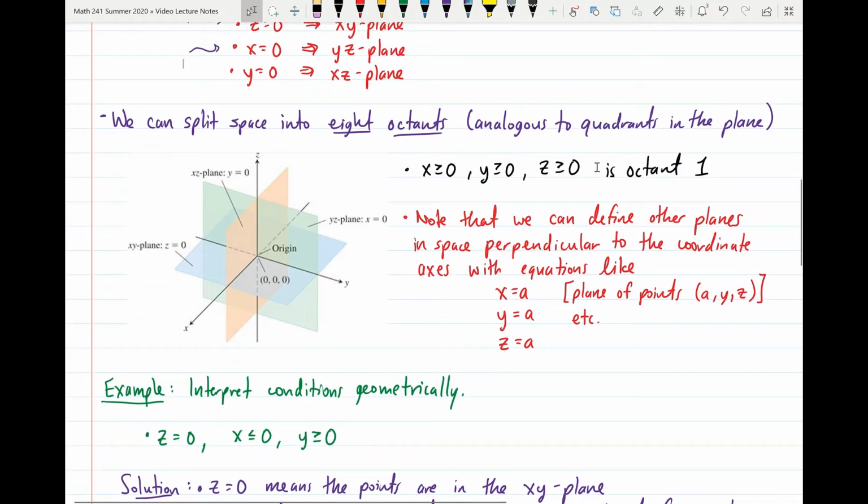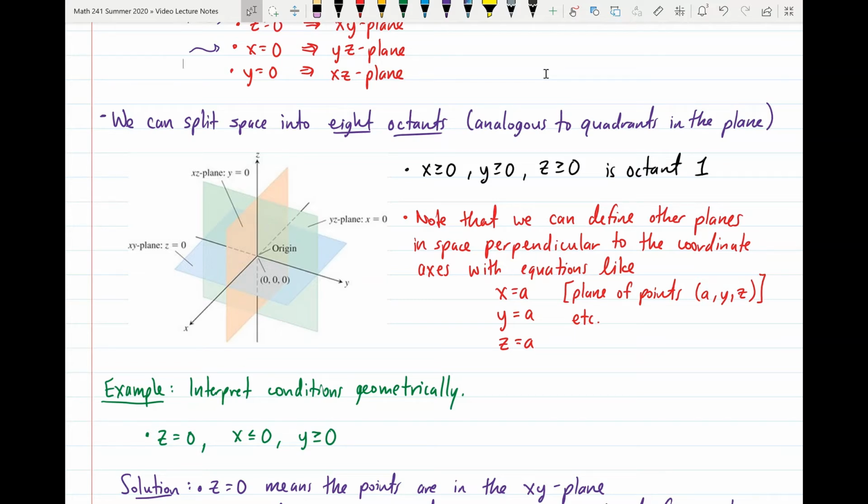And the same way that we split the plane into quadrants with the x and y axis, we can split space into 8 octants with the x, y, and z axis. But unlike the plane, there is not a universal way to number the different octants. All that has been decided on is that octant 1 is going to be the octant where all of the coordinates are greater than or equal to 0.